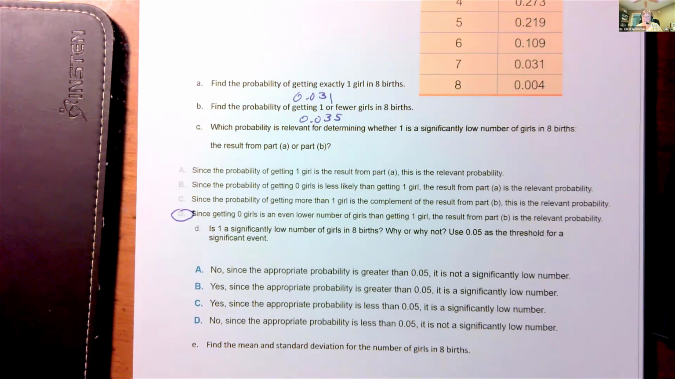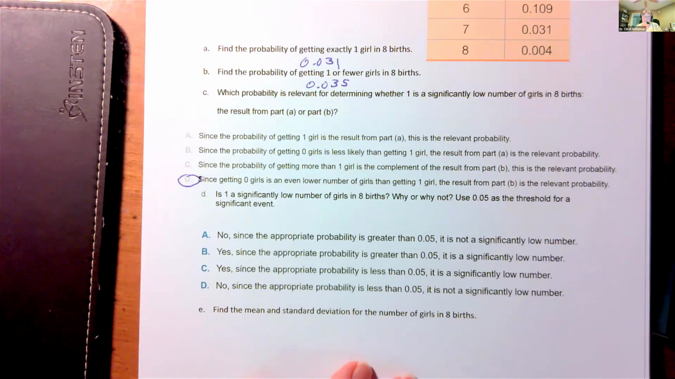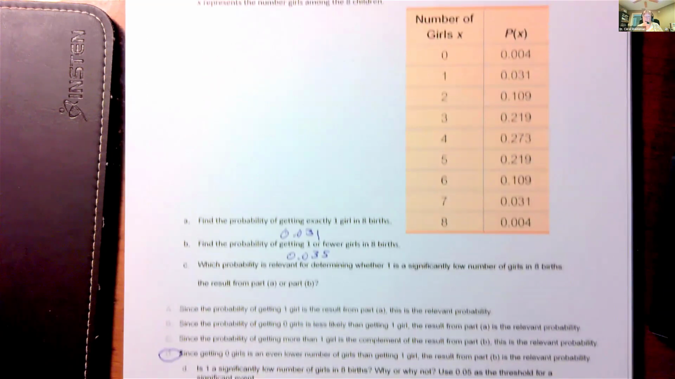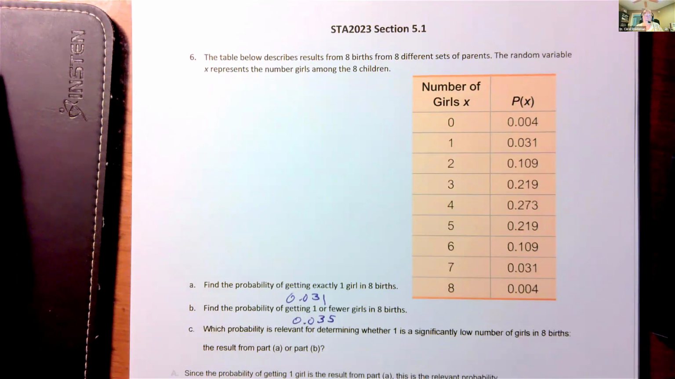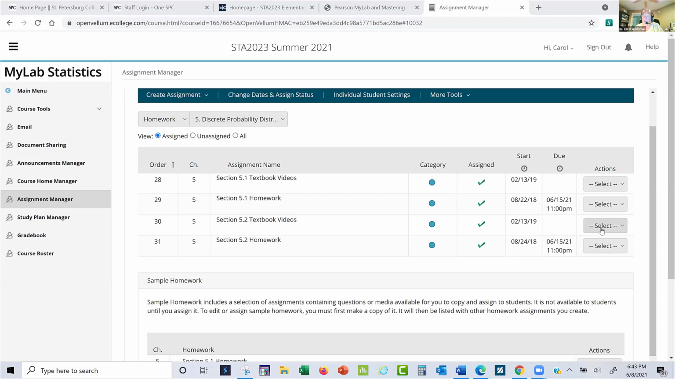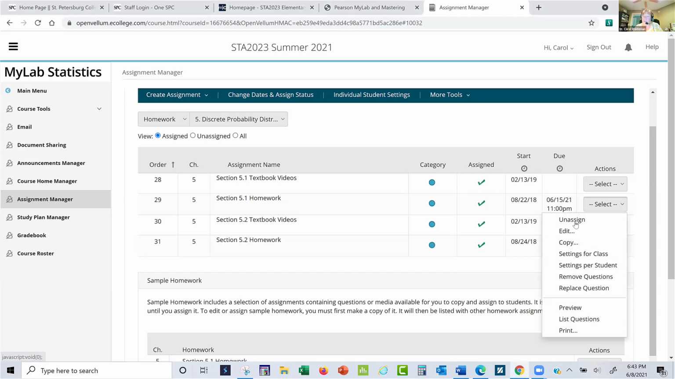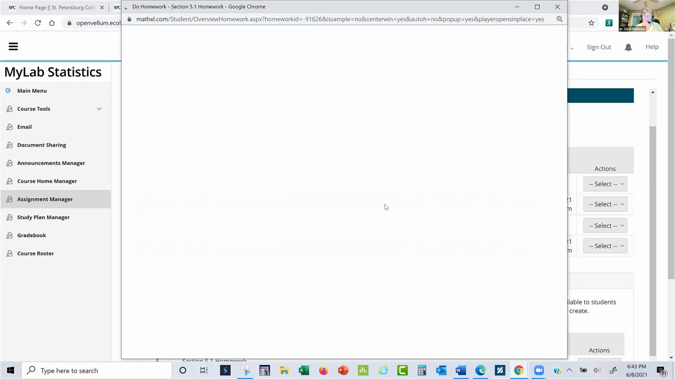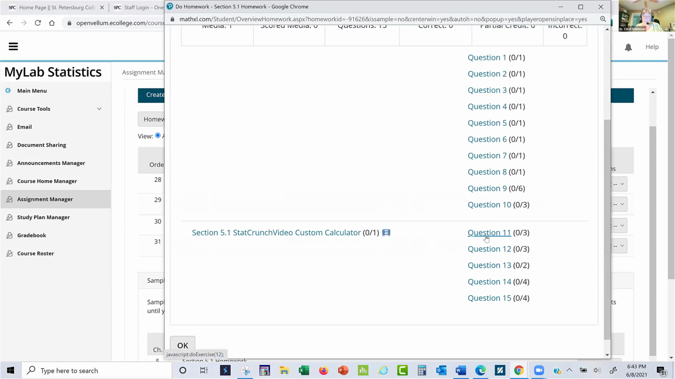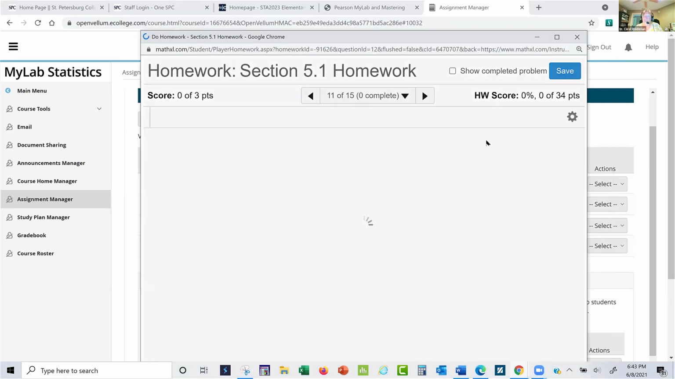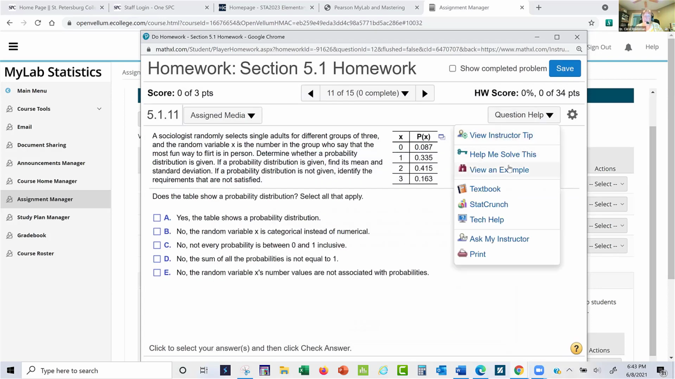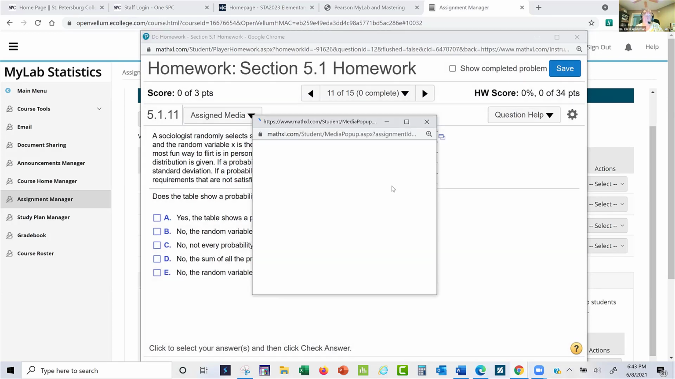Now, they want you to find the mean and the standard deviation for the number of girls in 8 births. So in order to do that, we are going to have to go to StatCrunch. So let me go over real quick and we'll put the numbers in and do it real quick. Let me just open up StatCrunch again. So again, you're not going to have to put the numbers in yourself because they're going to all be loaded for you. But here we go.